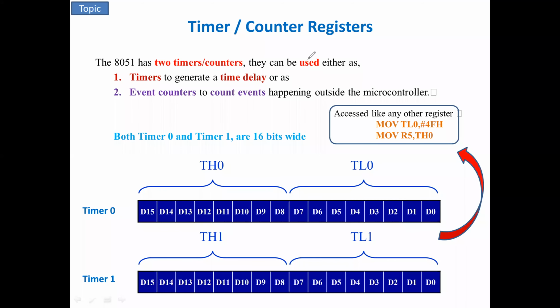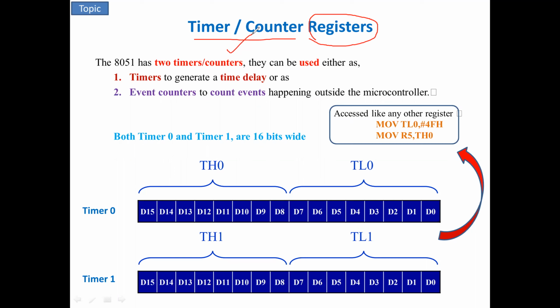So timer or counter. Okay. The topic is timer or counter. In this, we are going to discuss first the timer or counter registers. What are all the registers which are used in the timer or counter? There are some specific registers used for timer.